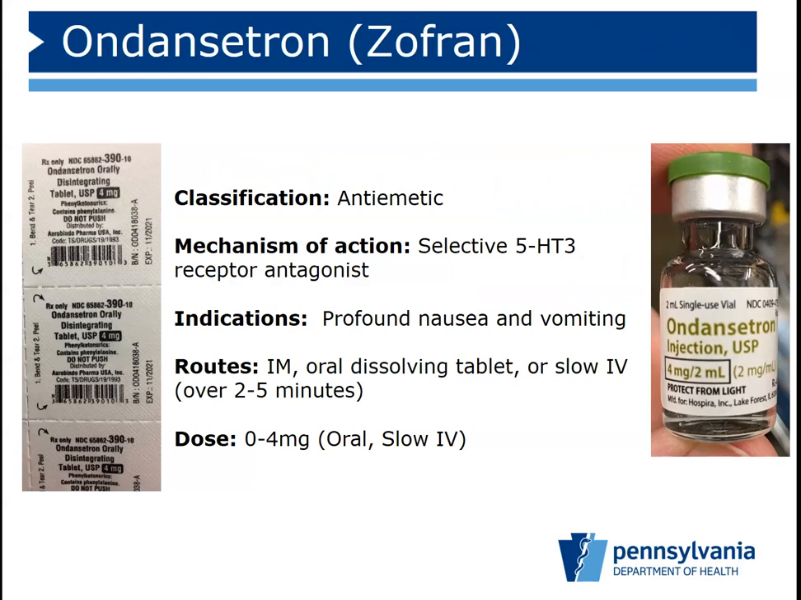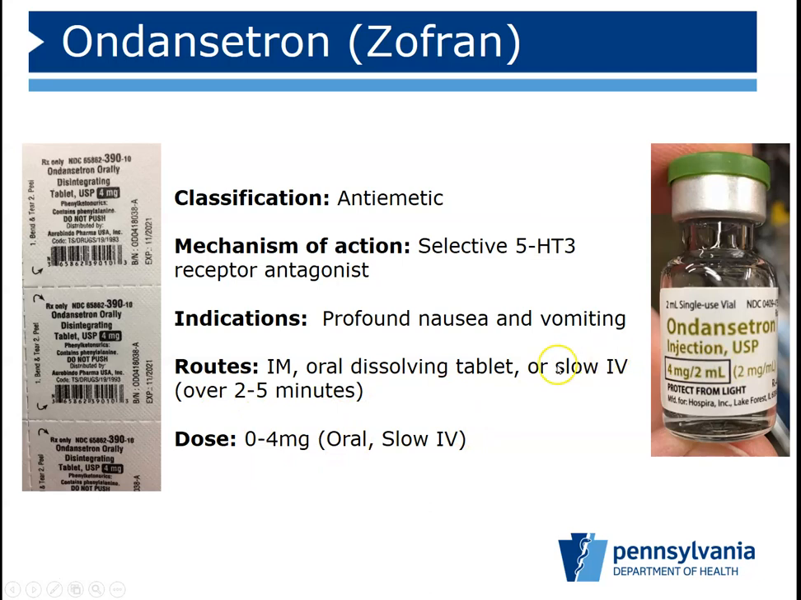Some other drugs that we're going to see in either a vial, an IV dosage, or an oral dosage is Zofran, or ondansetron. Ondansetron is classified as an antiemetic, a selective 5-HT3 receptor antagonist, and our indication for this is individuals with profound nausea and vomiting. Please realize that with these routes, we can give this intramuscular, as an oral dissolving tablet, or slow IV. In your protocol, I believe it's only slow IV or oral dissolving tablet. We'll go over that later.